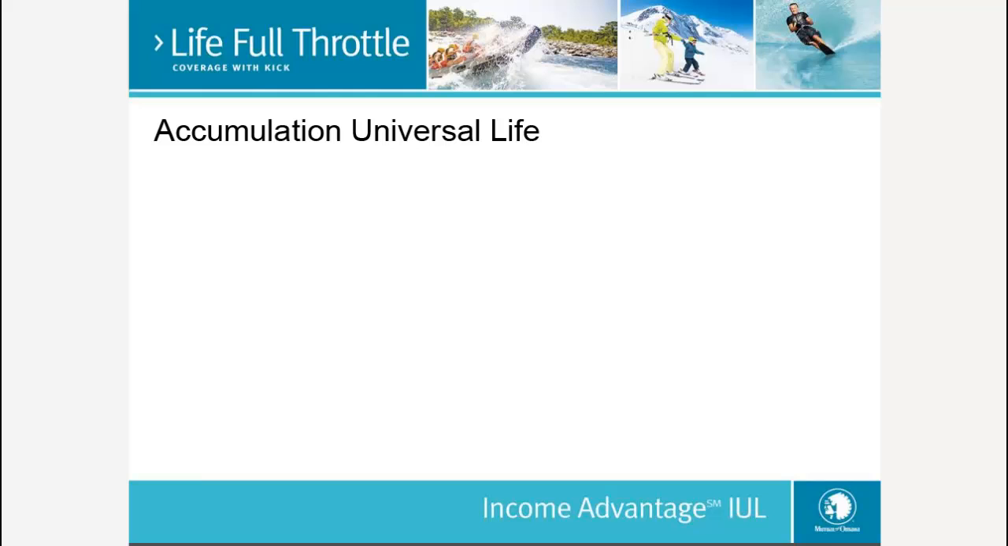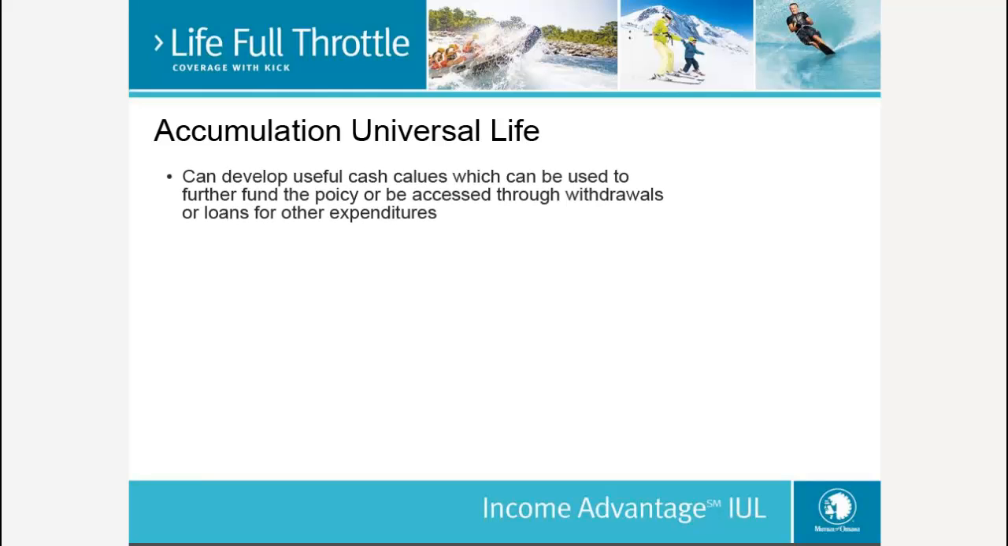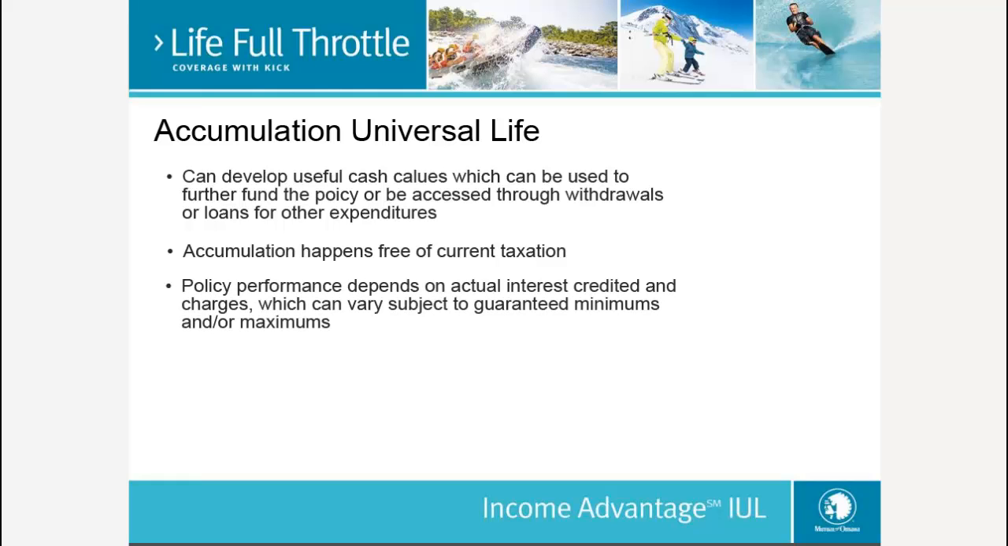Accumulation universal life policies have the potential to grow cash values tax deferred, which can be accessed by the policy owner through loans or withdrawals. Their flexibility allows the client to change their premium payments and death benefits. Under the terms of the policy, the excess of premium payments above the current cost of insurance is credited to the cash value of the policy.